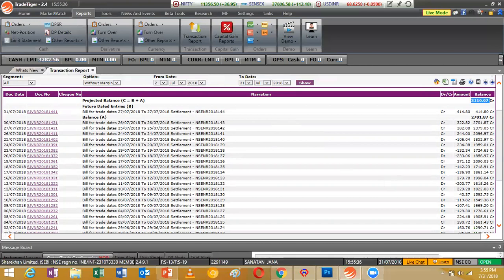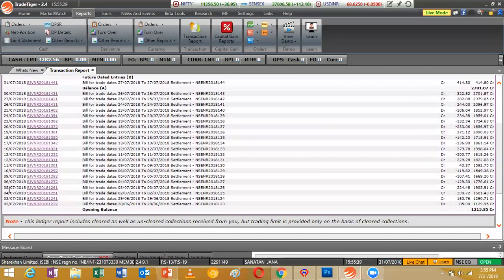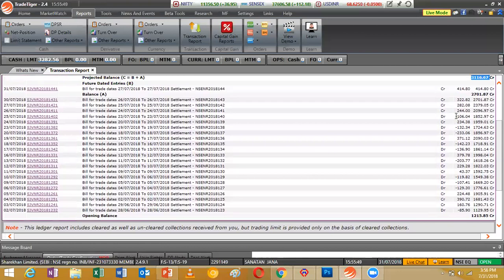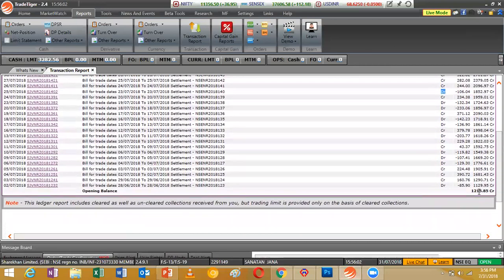So just think about it. We started on 2nd and we have traded on majority of the trading days, and we have had losses also. These minuses are the losses which have been debited. DR means debited, CR means credited to the account. These are all bills for the trades, meaning all the dates we have done trades. If you see here, the starting is 1215, or you can say 1129 is the starting. The opening balance is 1215, and today it is 3282.